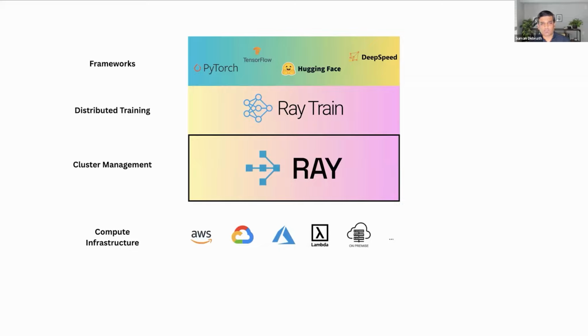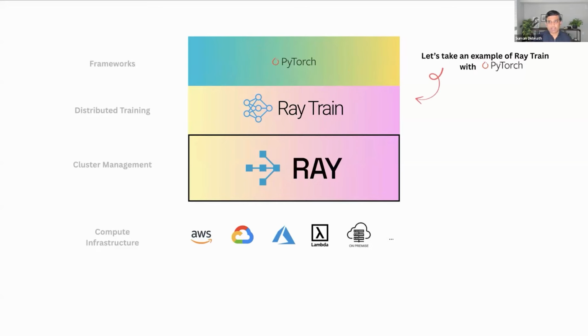Just for context, GPT-2 was trained on Ray. A few of the largest model providers have post-trained on Ray. Canva does a lot of post-training and model training on Ray, and they also use it for their multimedia data processing. So let's pick an example of PyTorch and show you how this works, and then we will quickly jump into Stable Diffusion.